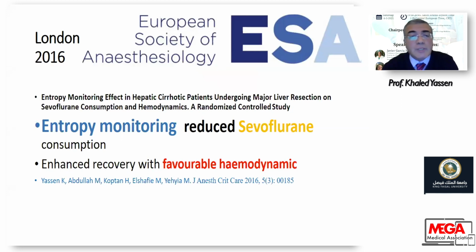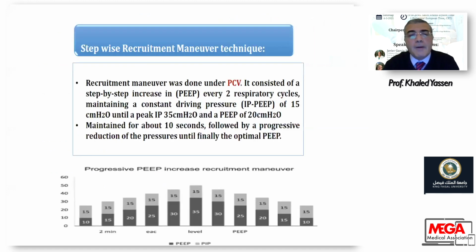And this was one of our studies demonstrating that monitoring the anesthesia depths led to a reduction in the sevoflurane consumption. They are not healthy liver patients. They need an adequate amount of anesthesia and not more than that. And it varies from an individual to another.